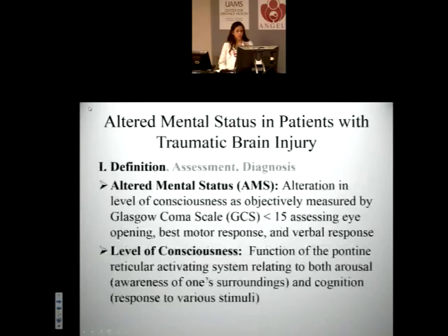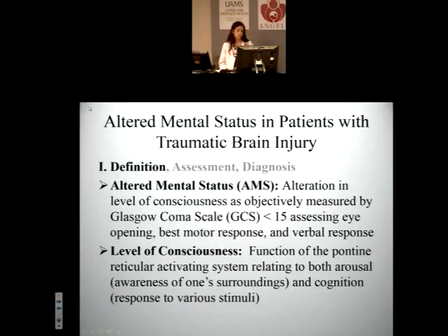And so just for some definitions, for altered mental status in general, it's just alteration in level of consciousness. This is objectively measured by the Glasgow Coma Scale, which is a scale that goes from 3 to 15, where 15 is functioning within normal limits. So anything less than 15 is going to be alteration in mental status in just the general population of folks. This scale assesses eye-opening, best motor responses, and verbal responses.